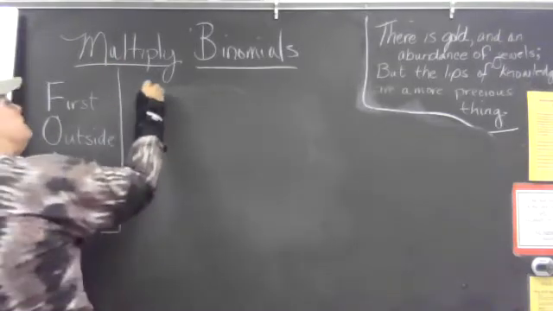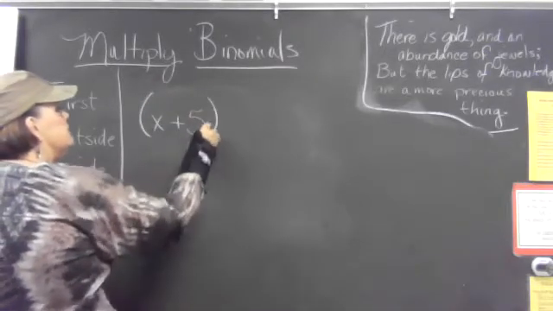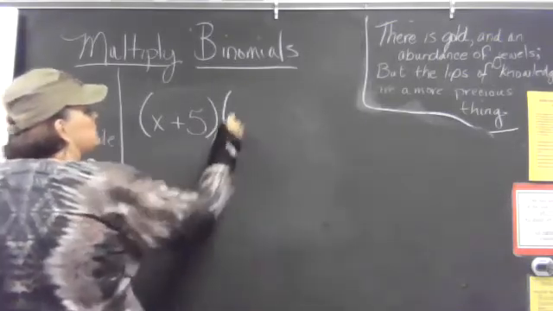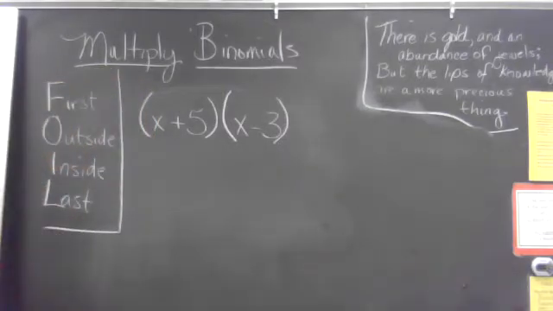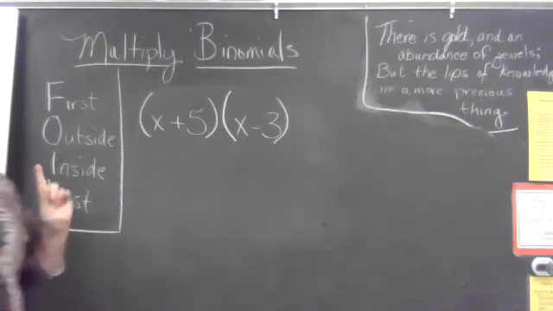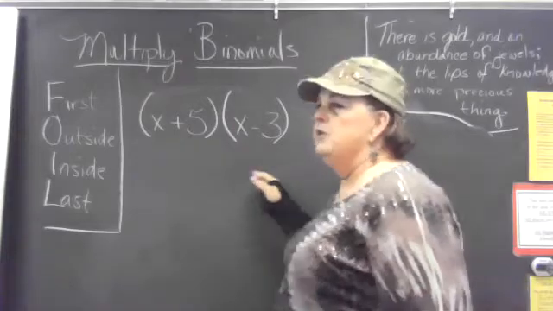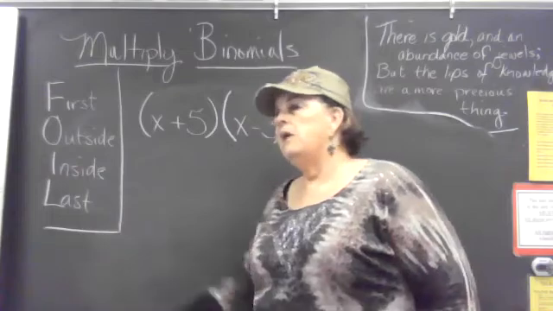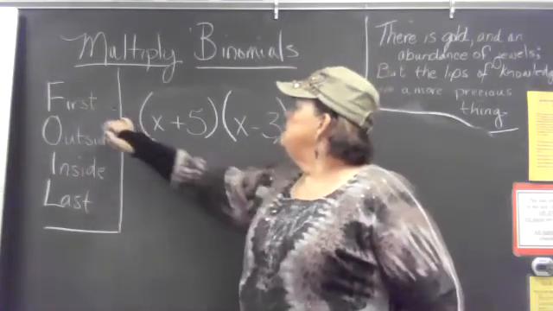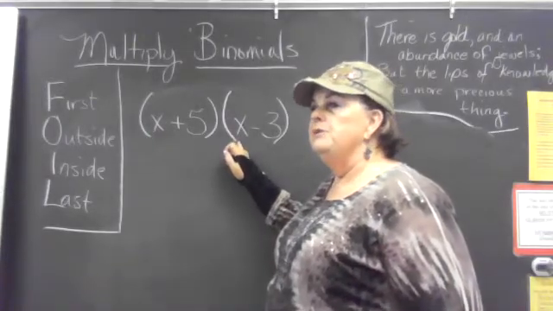A binomial means it has 2 terms, x plus 5. Let's do this one, times x minus 3. A very simple multiplying binomials to start out with. Now, in order to use the FOIL method, you're going to have 4 different pieces to put together. You're going to multiply the firsts, the outsides, the insides, and the lasts, okay? What they're saying is this is the first one in this parentheses.